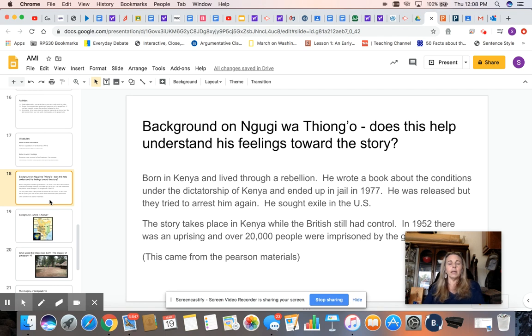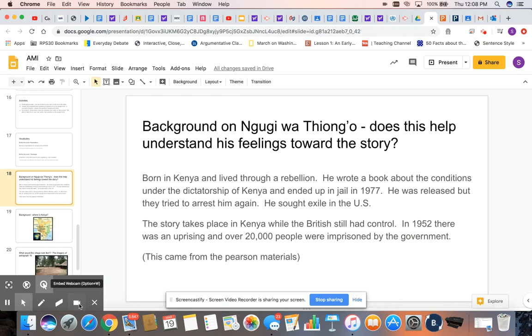And the story that we're reading today takes place in Kenya. And it is about a young man who's coming home after he's been imprisoned by the government. So again, a personal experience that he lived through, because in 1952 there was an uprising and over 20,000 people were imprisoned by the government. And I got all this information from the Pearson material, which we'll hear again in just a minute.